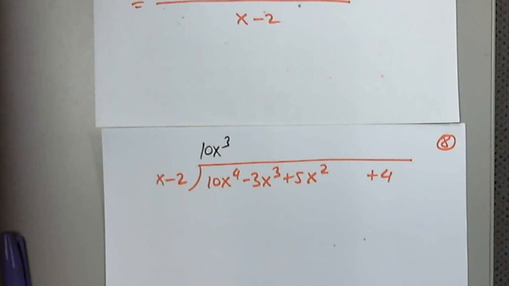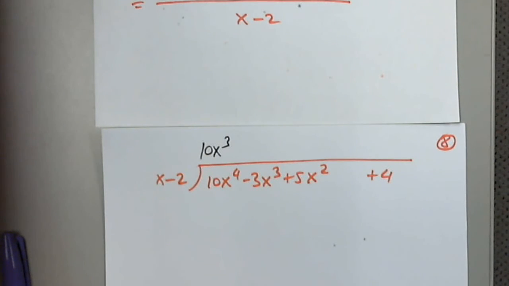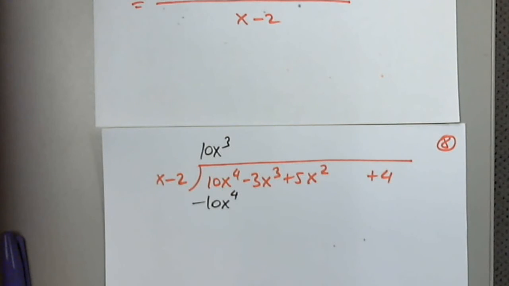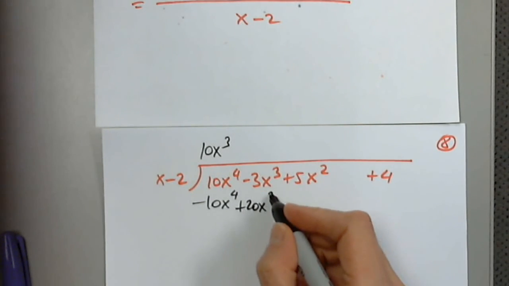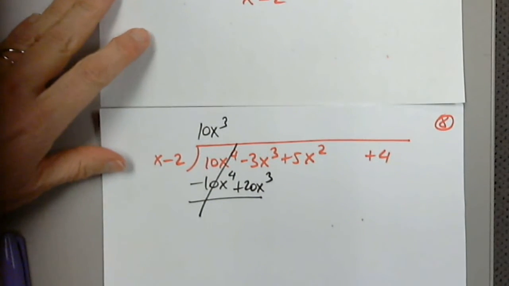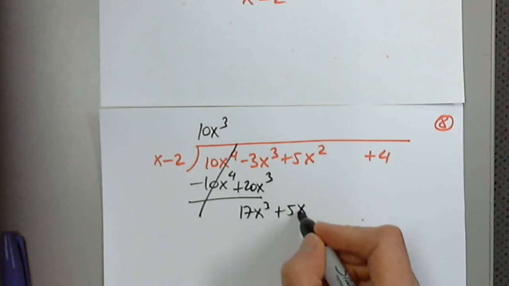We go back, we distribute to both terms. 10x cubed times x. I have to change the sign. 10x cubed times negative 2. Negative 20x cubed. Positive 20x cubed. Perform the operations we see. 20 minus 3 is 17x cubed. Bring down the next in line.